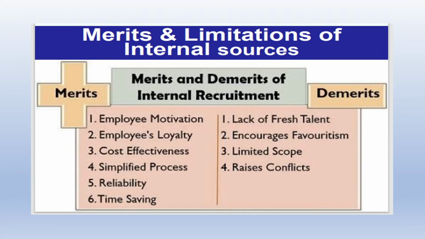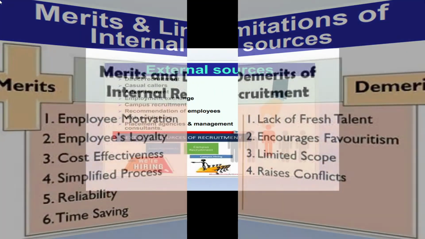Let's come down to the fourth demerit, which talks about raises conflict. Now, how does that happen? Management promotes only the most capable staff to higher positions. And this may lead to conflict or dissatisfaction among employees who may be expecting promotions but may not get it. Let's move on to the next slide.